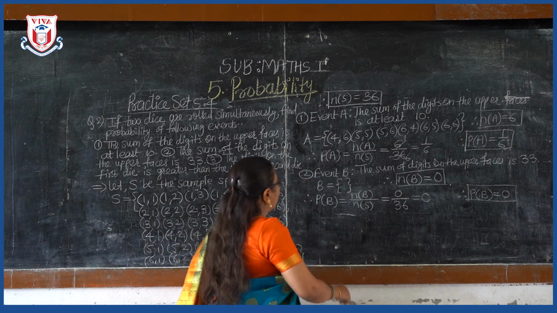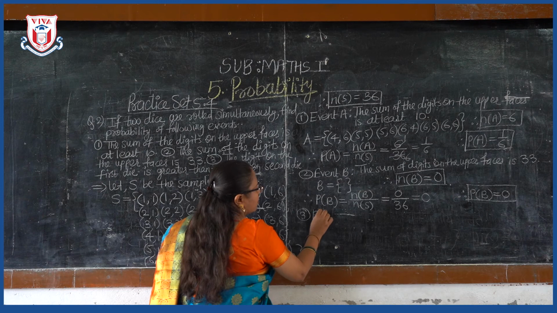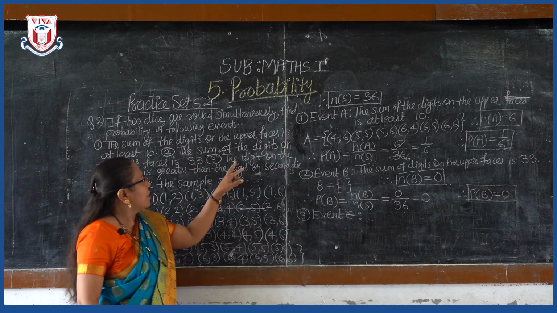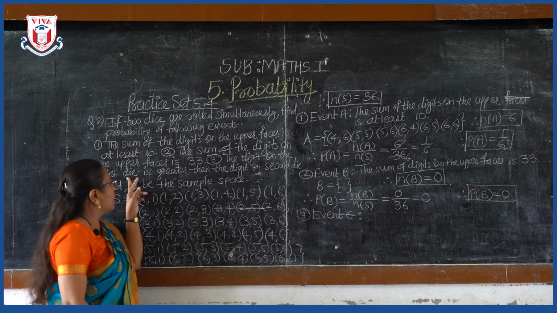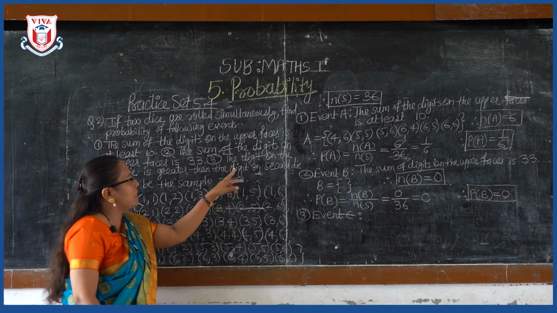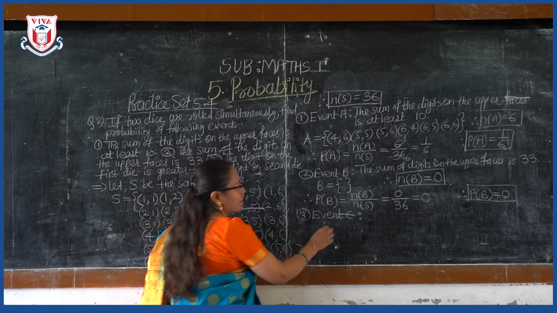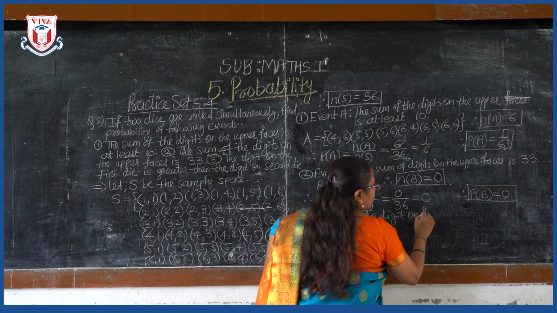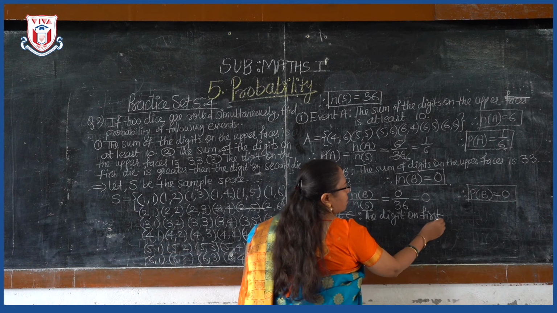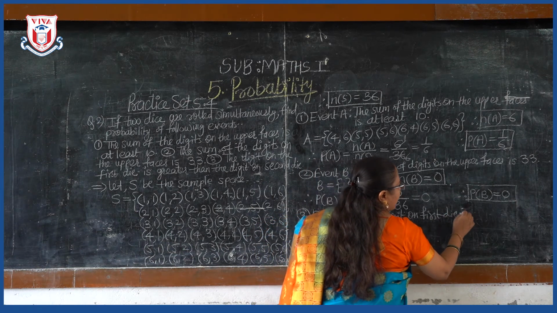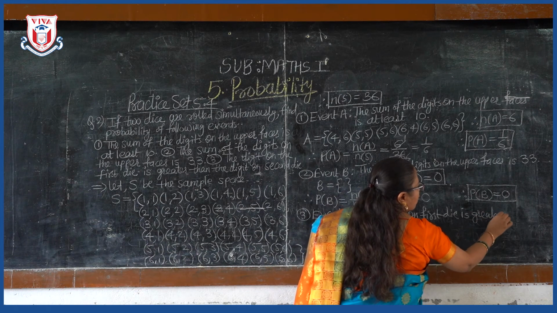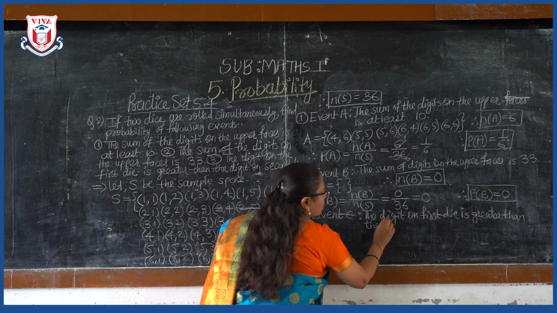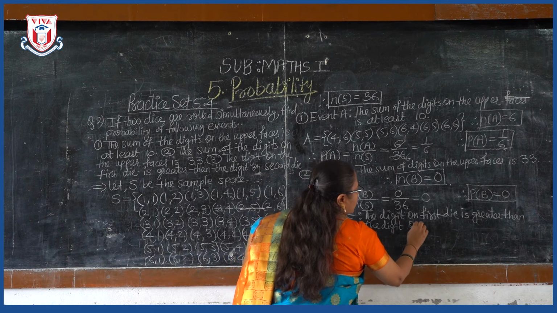Okay. Now third, event C. The condition for this event is the digit on the first die is greater than the digit on second die.